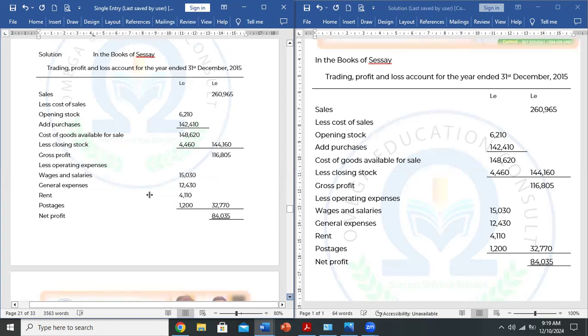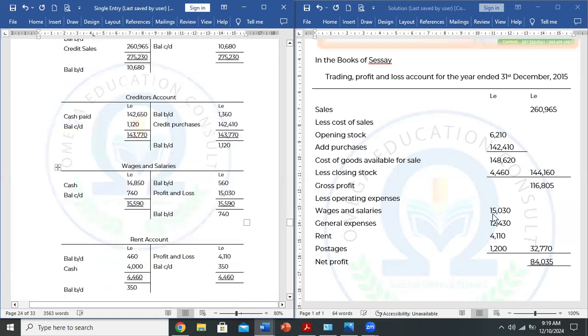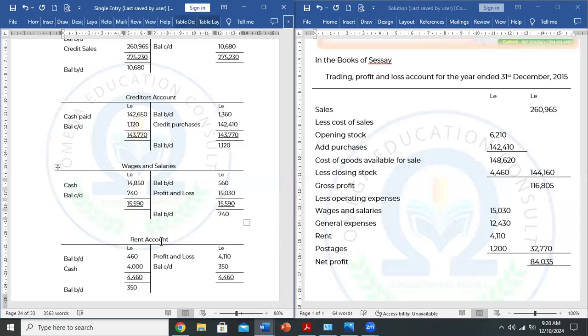So for the wages and salaries, there was an owing of 560, and during the year we paid this amount. There was a closing balance, right? So we get 15,030 for our profit and loss account. You prepare the account for the rent account. You get 4,110 as what you are taking to profit and loss account. The other two, general expense and postages, we didn't have to prepare the account because there was no need for us to adjust. There was no owings and prepayment on it. So that is what basically it is about. Any question, professors?